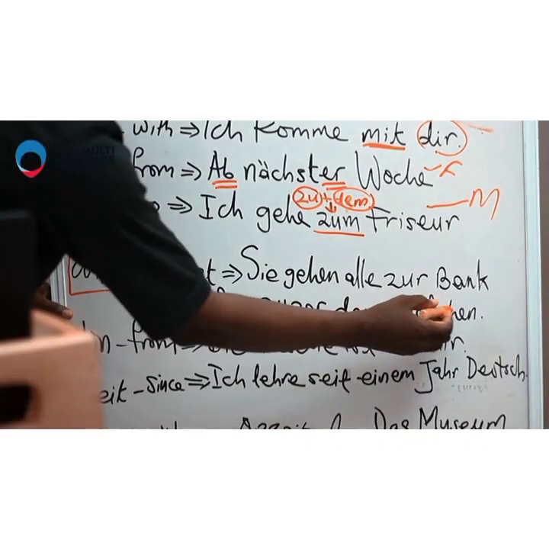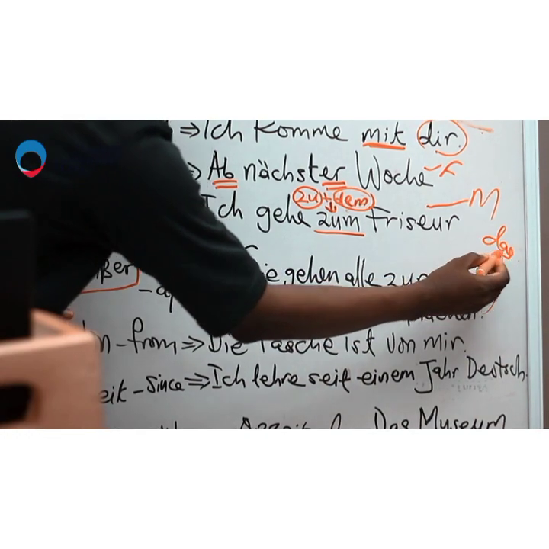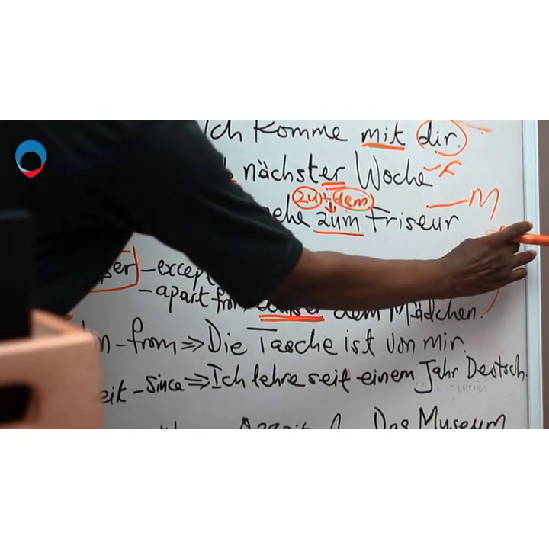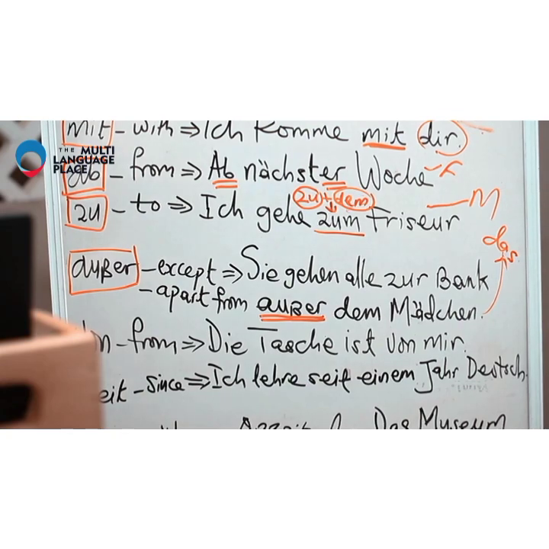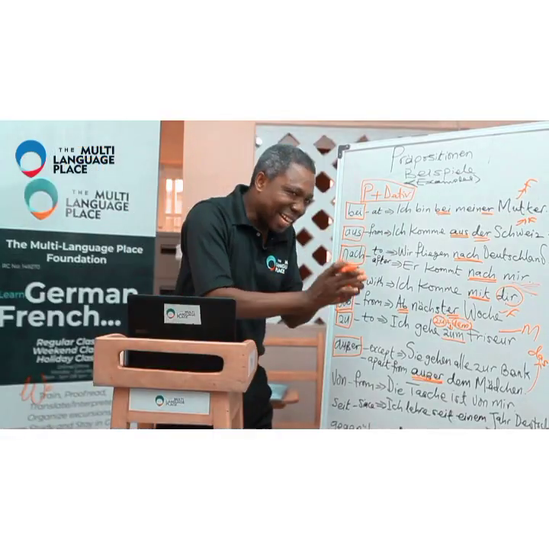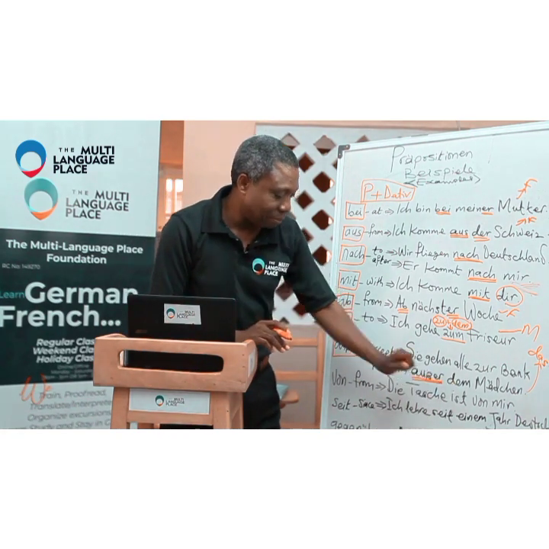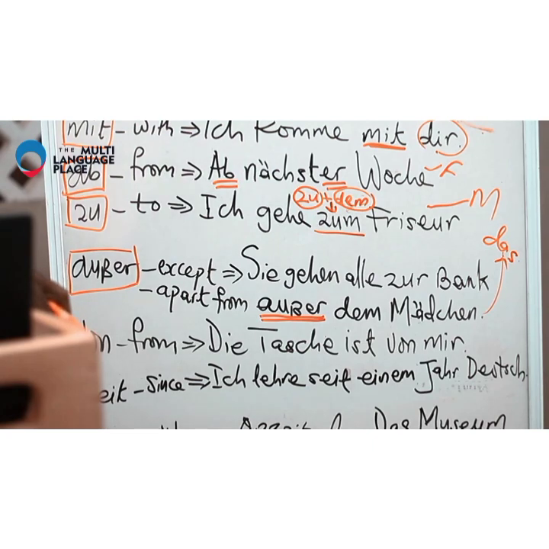And then the gender of this one is das. And if you check on the table, you see that the neuter dative singular is dem. So we have, sie gehen alle zur Bank, außer dem Mädchen.